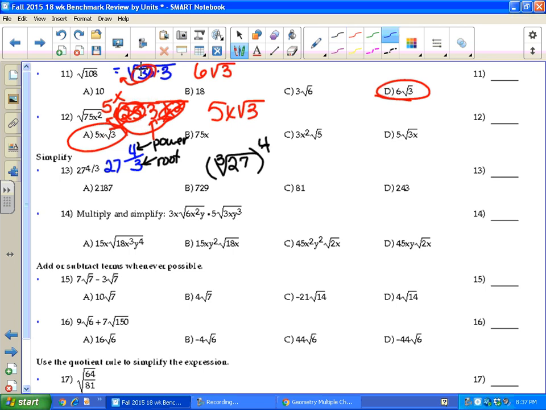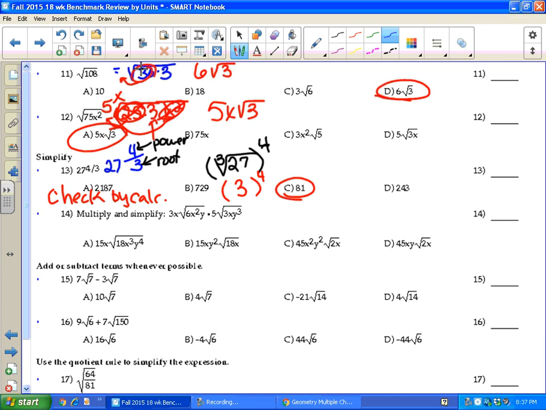All right, so what number times itself 3 times is 27? It's a 3. Then I'm going to raise 3 to the 4th power, 3 times 3 times 3 times 3, 4 times. Turns out to be 81. You could also type 27 to the 4/3 power, and it'll tell you the answer is 81. I did it by hand, but you can also check with your calculator.